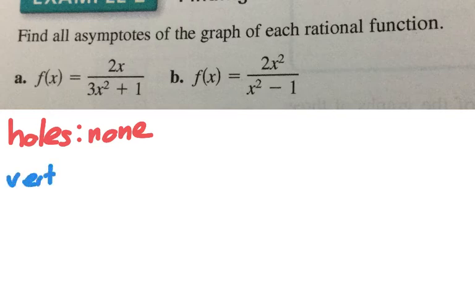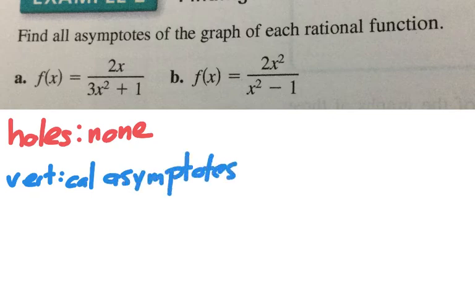Next thing I'm going to look for, vertical asymptotes. The vertical asymptotes happen when the denominator goes to 0. Since nothing factored and made a hole, that means everything in the denominator is fair game. So when 3x squared plus 1 is 0, I would get a vertical asymptote.